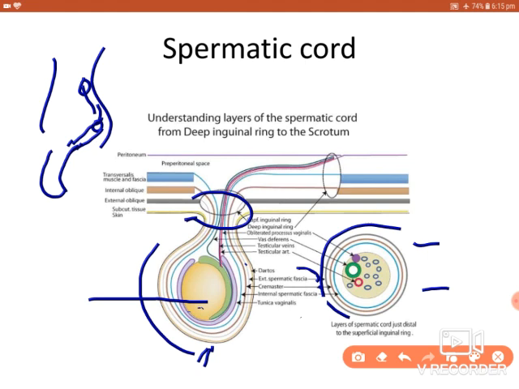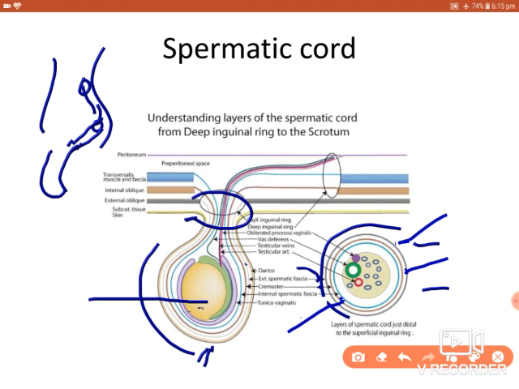See, this blue color one is the internal spermatic fascia that is derived from the fascia transversalis. This brown color is the cremaster muscle and fascia that is derived from the internal oblique and transverse abdominis muscle. Then here, this is the external spermatic fascia, the gray color, that is derived from the external oblique muscle. Okay, these are the muscles of the anterior abdominal wall.